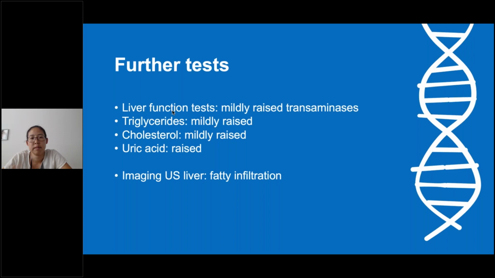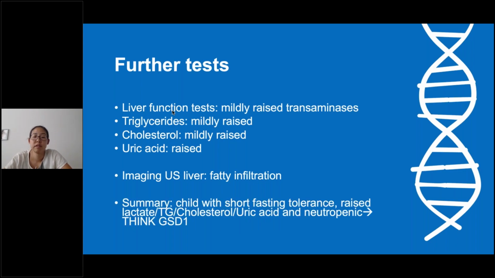So do you have any differentials in your mind about what it could be? Short fasting tolerance, hepatomegaly, liver function derangement, lipid derangement, uric acid is up. In his history as well, he's got neutropenia. So in a child with short fasting tolerance time and all the biochemical changes I mentioned, you need to think of a glycogen storage disorder type 1. There's a couple of different types, but just think glycogen storage type 1. That's the condition that presents with hypoglycemia with high lactates.